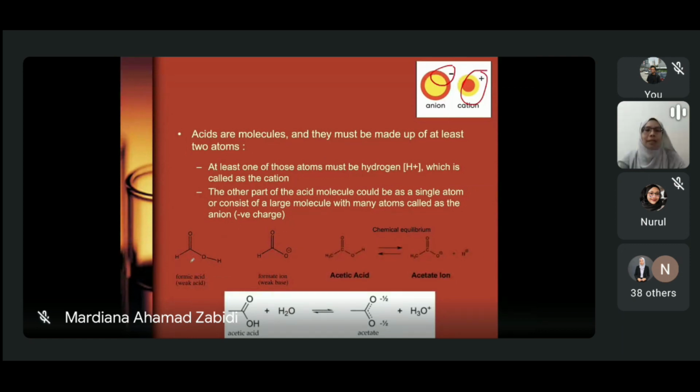Okay, so we have this example just now from our previous slide. We have formic acid. It is categorized as a weak acid, and basically when it dissociates, it actually gives a formate ion. Formate ion, this is the anion part. Okay, anion, and the cation is formic acid. Alright, and then we have acetic acid. Okay, when it reaches equilibrium, basically we have acetate ion together with acetic acid.